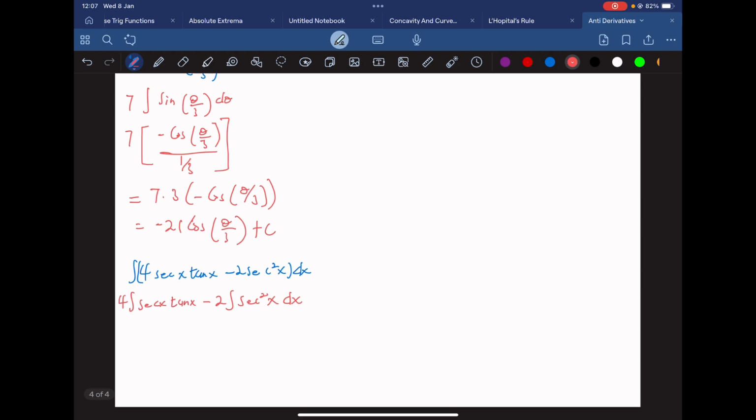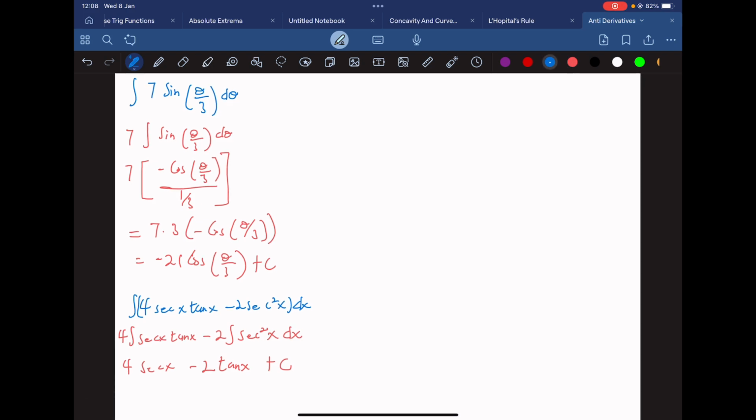Then you ask yourself, which function do we differentiate to get sec x tan x? The only function that has a derivative of sec x tan x is sec x. And the only function that will give you secant squared of x is just tangent, because remember, if you differentiate tan, you get secant squared. Then you add your plus c. That's it.